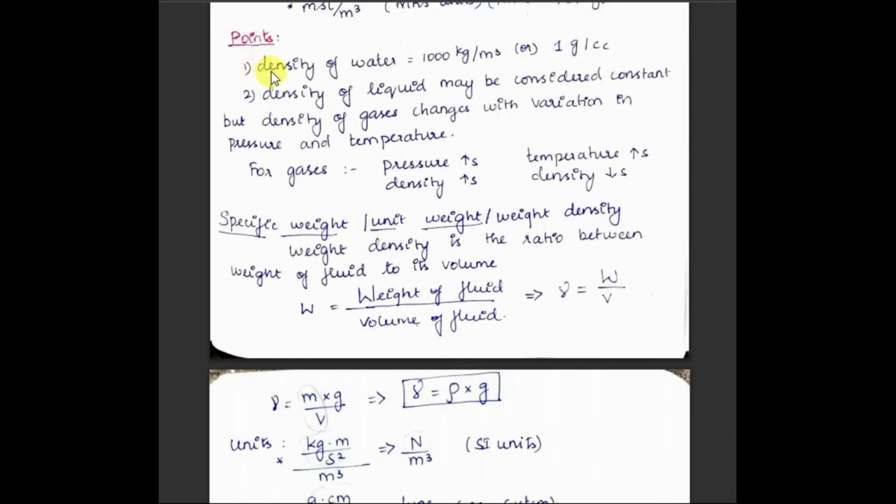So the points to be noted here are: density of water is 1000 kg per meter cube or 1 gram per cc. And the density of liquid may be considered constant, that is, the variation of density of liquid is minimum, but the density of gases changes rapidly with the variations in pressure and temperature. For example, if the pressure increases, density of gases increases, and if the temperature increases, the density of gases decreases.